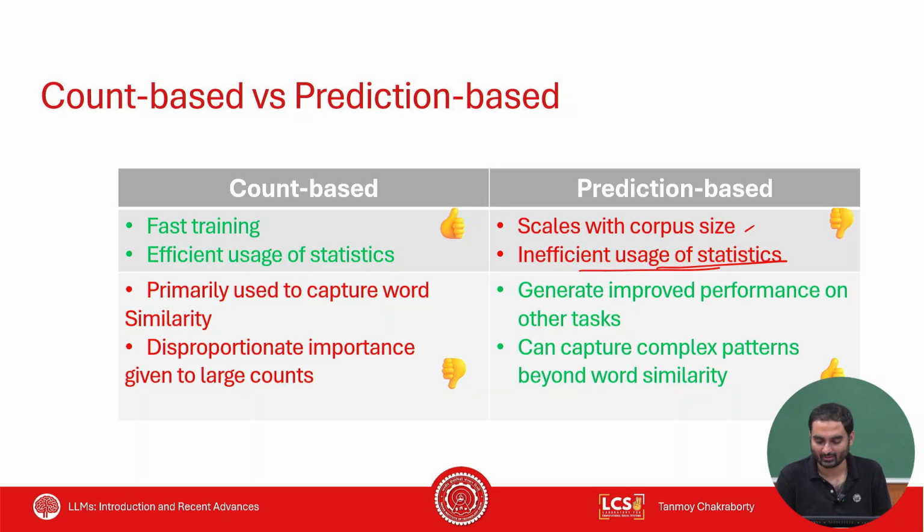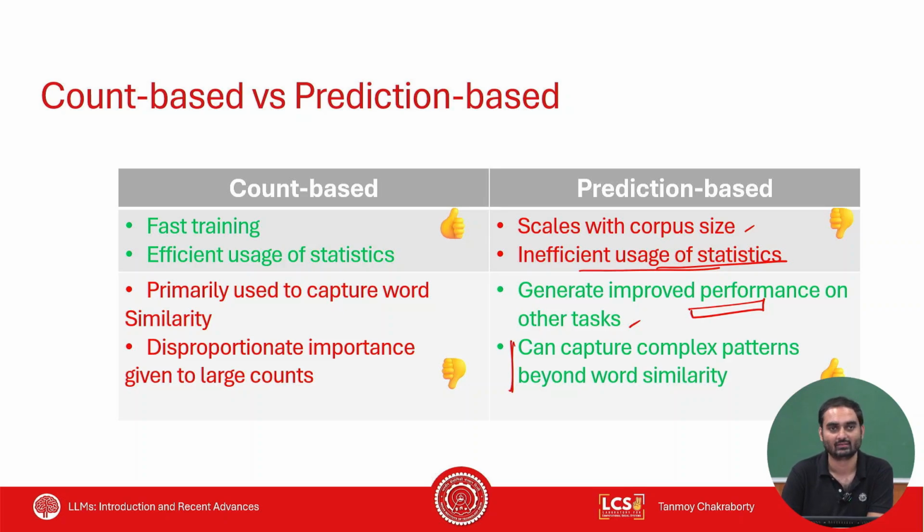The first plus point is that it generates improved performance on other tasks. Let's say you are interested in sentiment analysis, or let's say named entity recognition. You can use these embeddings and feed them to a task, and that can be useful. Given that this is a dense vector, it is less likely that the model will overfit. And sometimes it also captures complex patterns.